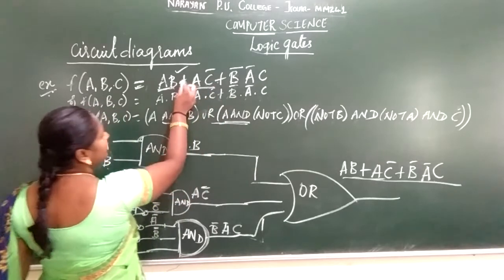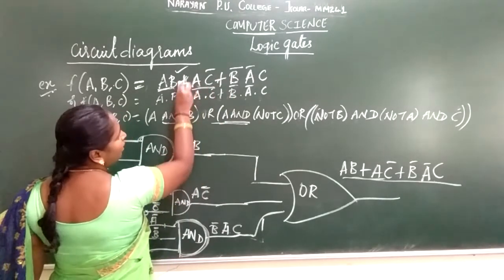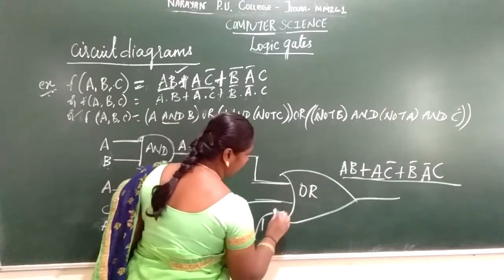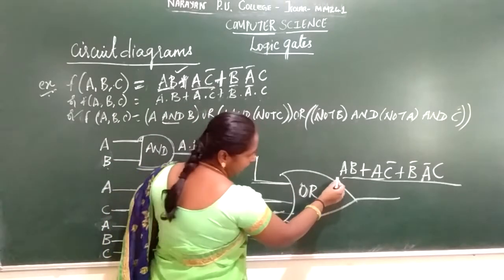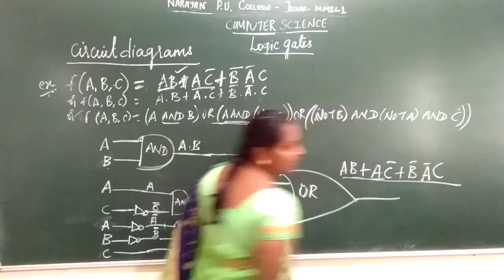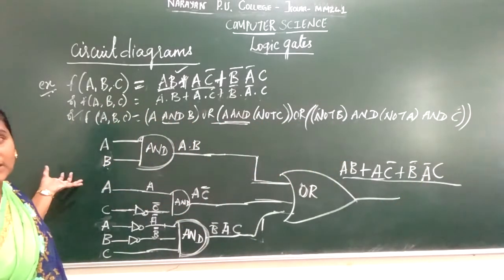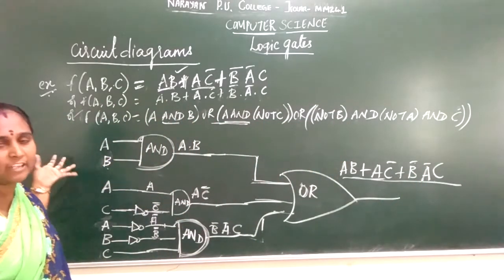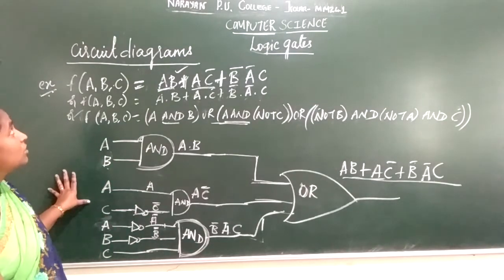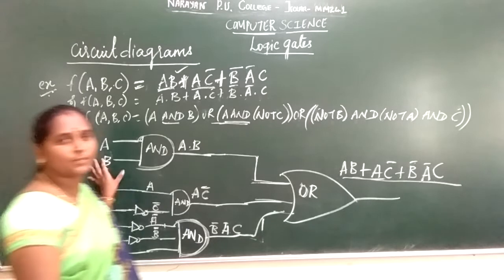So all these terms are summed with your OR gate. So I used an OR gate. This is going to add AB plus AC bar plus B bar A bar C. This is how we are going to draw a logic circuit or circuit diagram for a given expression. Next we will see another example of how to draw a logic circuit for a particular expression.